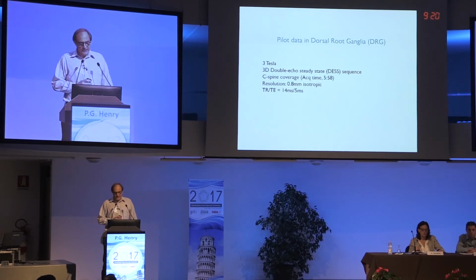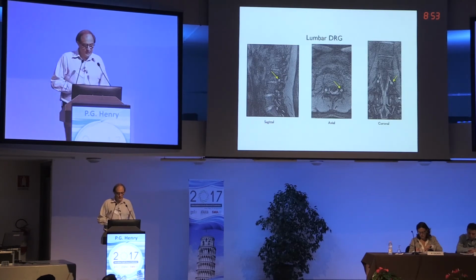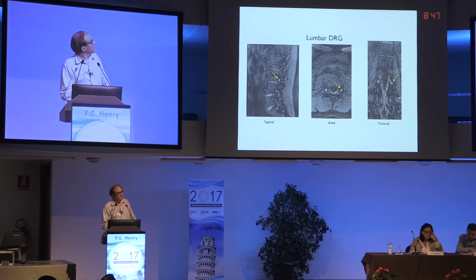And lastly, pilot data in dorsal root ganglia, again at 3 Tesla, and we used a 3D DESS, double echo steady state, sequence that provides a very good contrast of tissue to CSF. The CSF is almost completely suppressed, so we see the nerve roots very well. And the resolution was 0.8 millimeter isotropic. So this is an example here with lumbar dorsal root ganglia. You see the images are a little bit noisy, but we can see very well the dorsal root ganglia in the lumbar region.